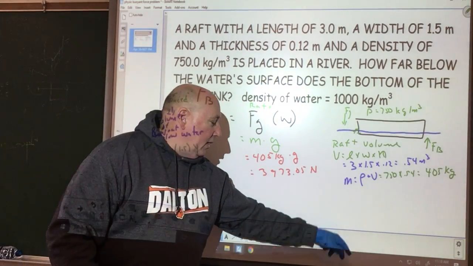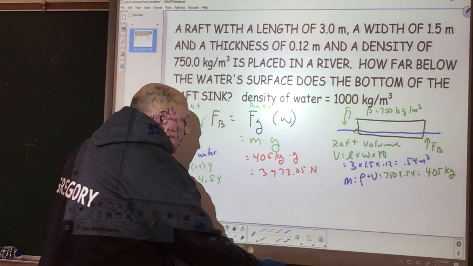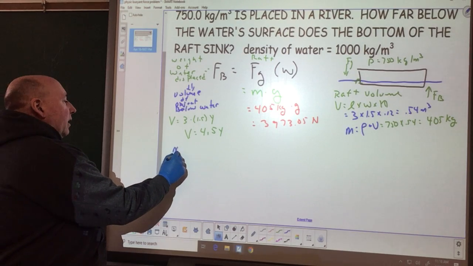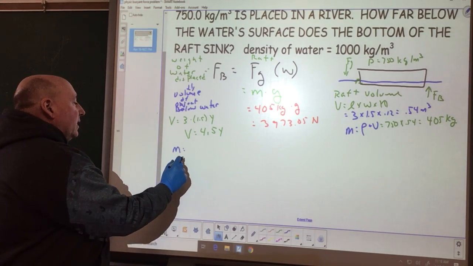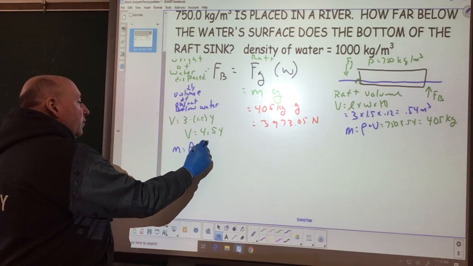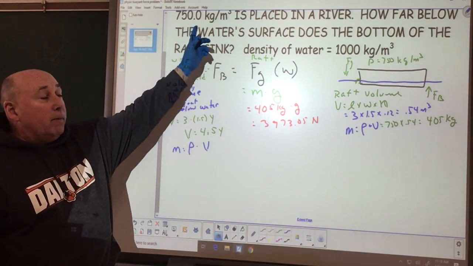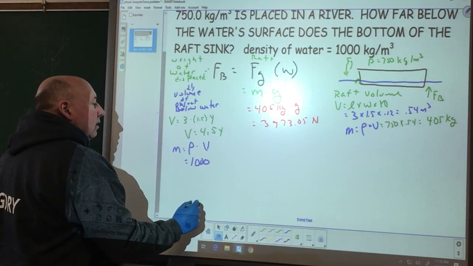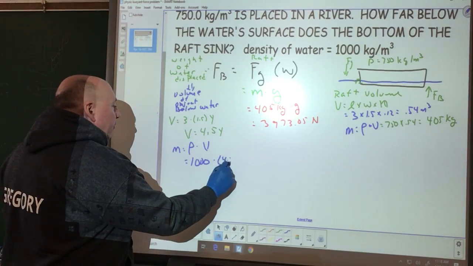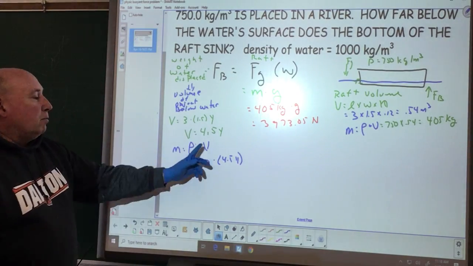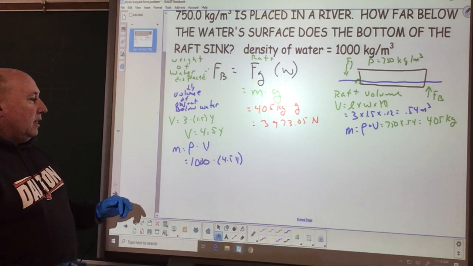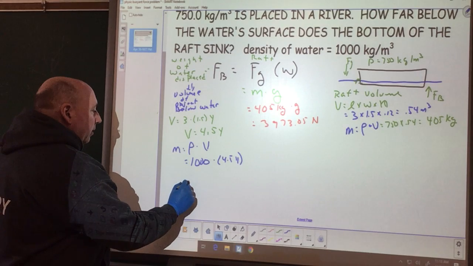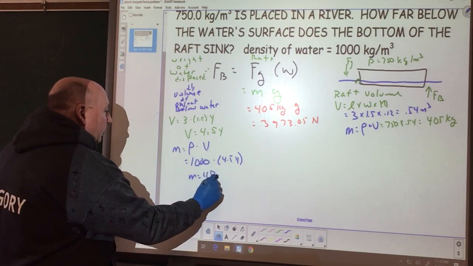Now, just like over here, we can find the mass. The mass can be calculated by our density times this volume. Here we're talking about the density of the water, which is 1,000, times 4.5 y. So this mass is equal to, multiplying this out, 4,500 y.